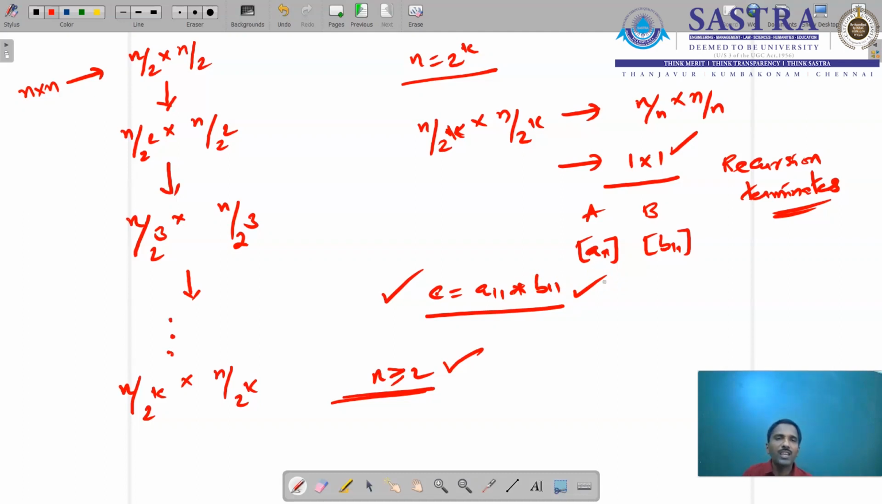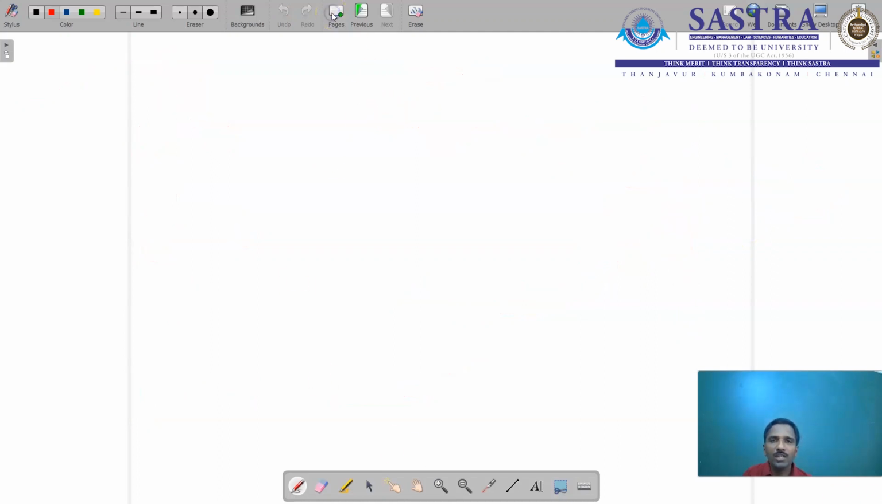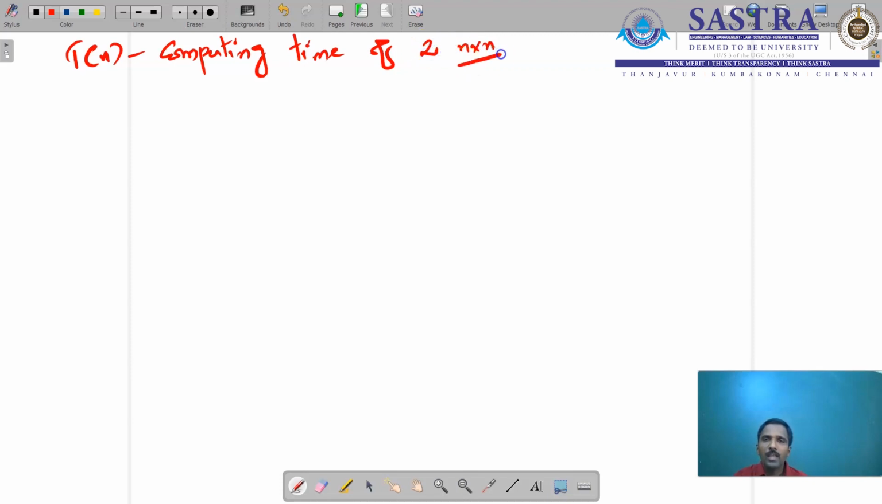Hence, let us denote the computing time by the notation T of n. Assume that T of n represents the computing time of two n by n matrices multiplication by applying the divide and conquer logic.